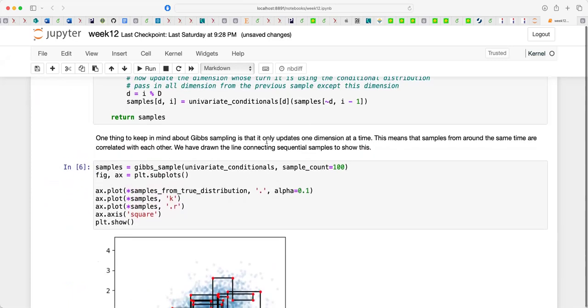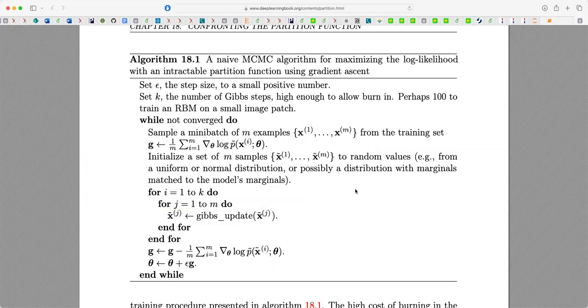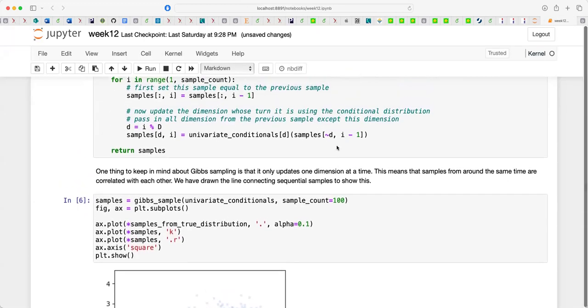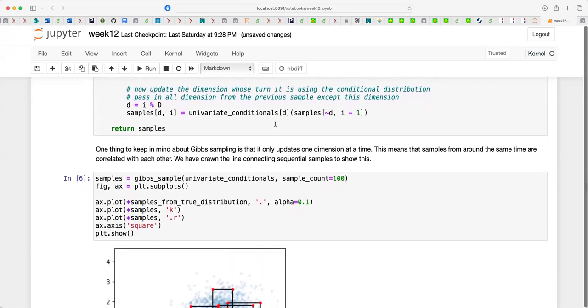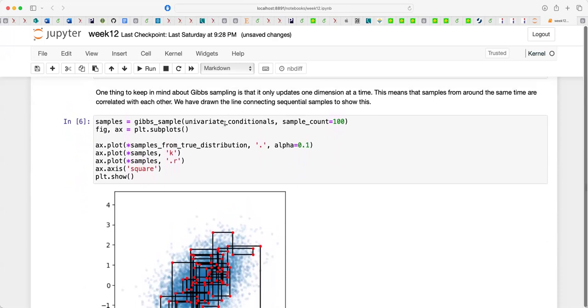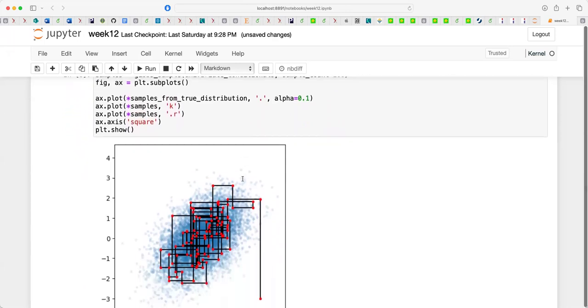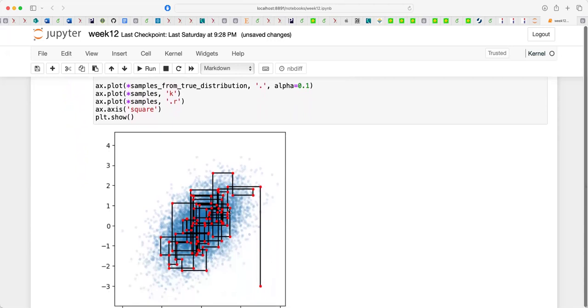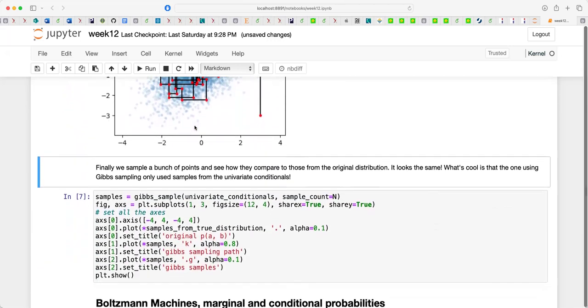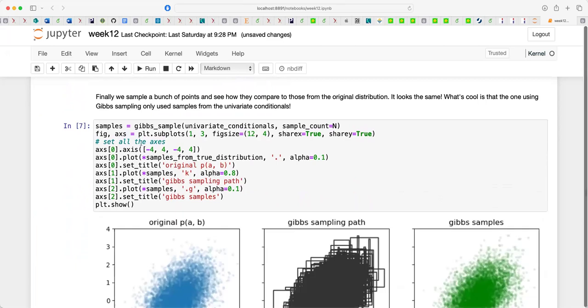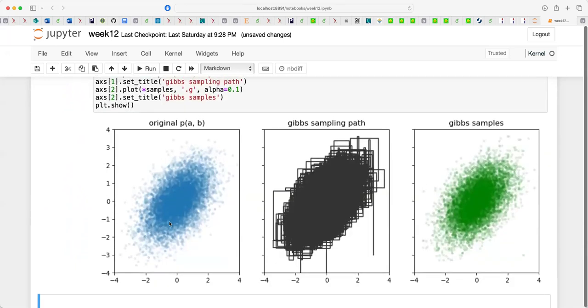So Gibbs sampling only updates 1 dimension at a time. As I mentioned, if you go back to this algorithm here, we are just now updating 1 of these variables at a time. All the other ones are kept fixed. So what you see here now is that I'm just updating 1 at a time. And then what I have drawn here is the line connecting sequential samples. So I pick 1 variable, next one, etc. Then the training which I've done can then be compared with the original distribution. So this is my original distribution, and this is a distribution which I get from Gibbs sampling. So you can see here that they look pretty similar.